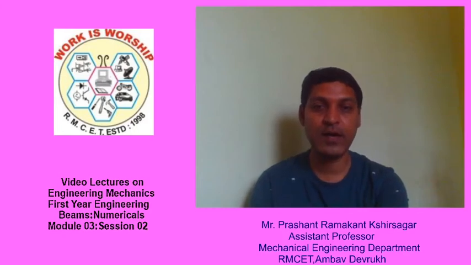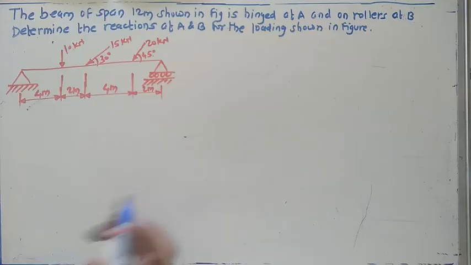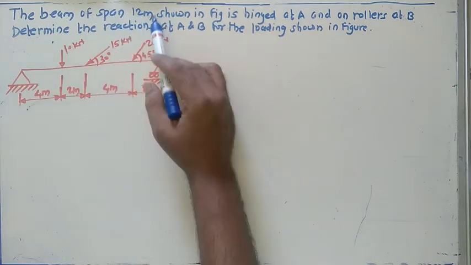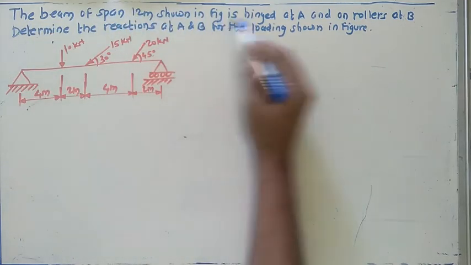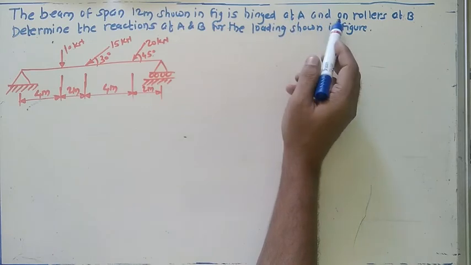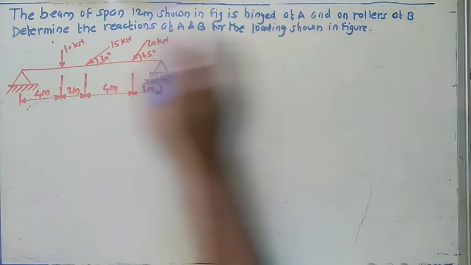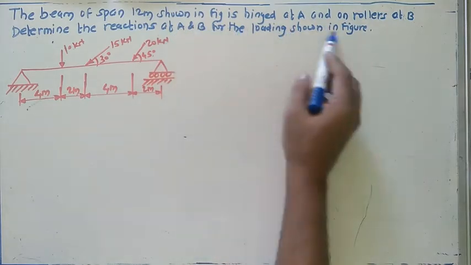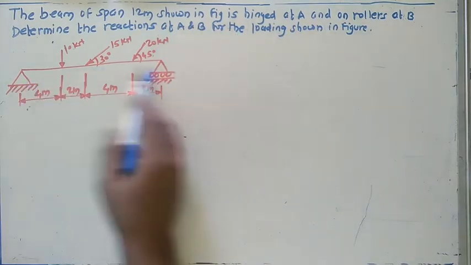In today's session, we'll continue with the problems on beam topic. So in this way, a problem with us: the beam of span 12 meter shown in figure is hinged at A and on the rollers at B. Determine the reactions at A and B for the loading shown in figure. The diagram is given like this one.